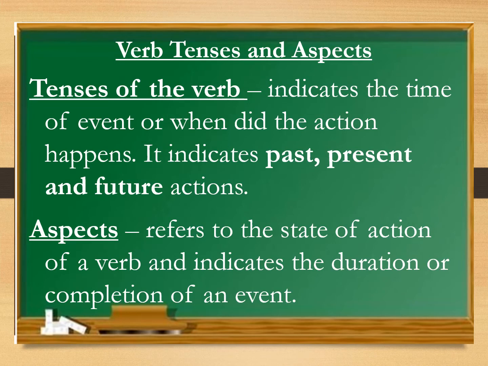Now, let's move on to verb tenses and aspects. Tenses of the verb indicate the time of the event or when the action happens. It indicates past, present, and future actions. When we say aspects, it refers to the state of action of a verb and indicates the duration or completion of an event.